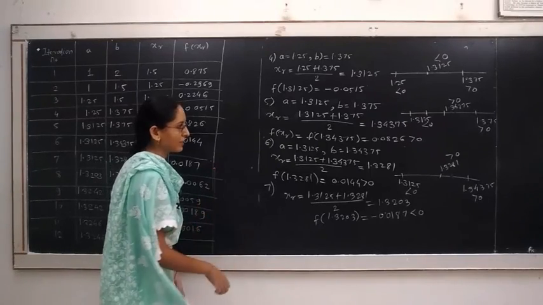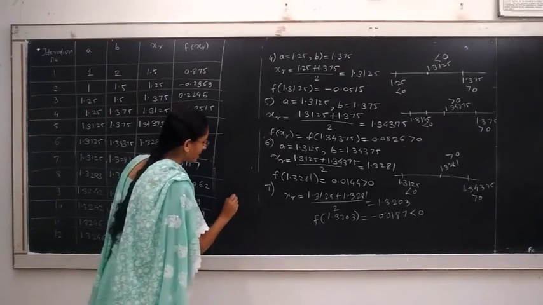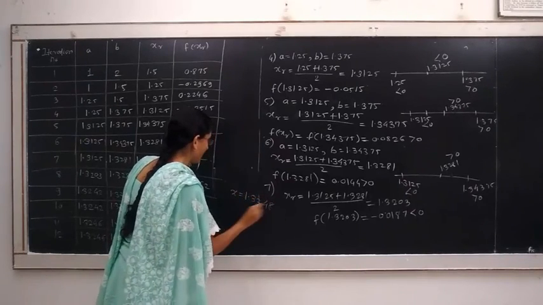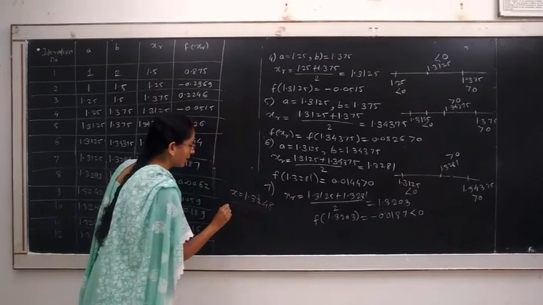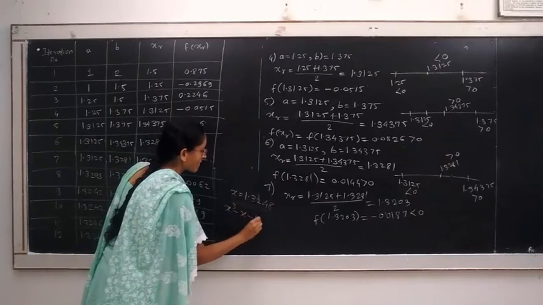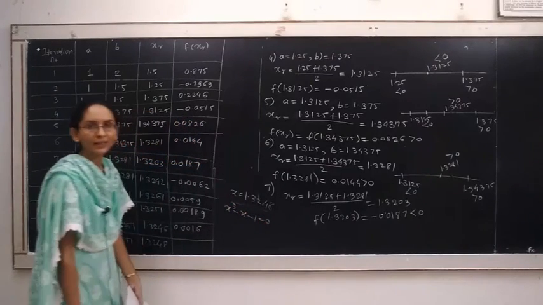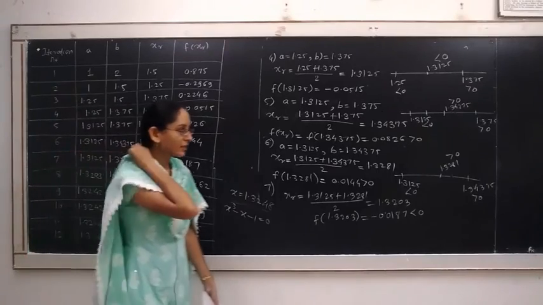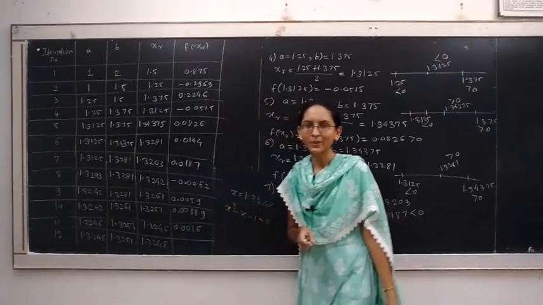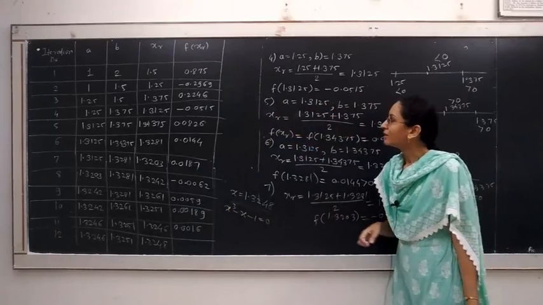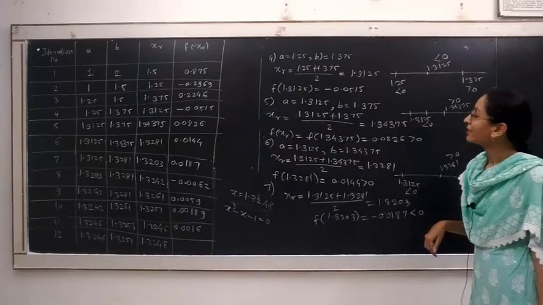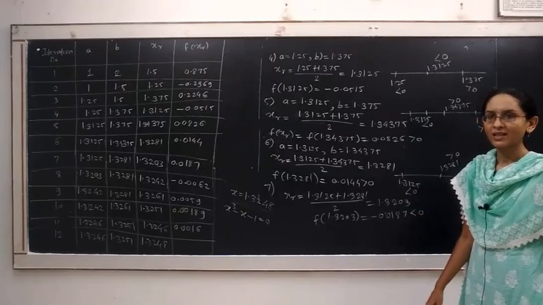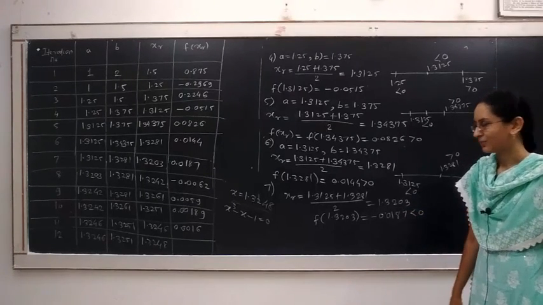The solution of x is equal to 1.3248. This is the root of the equation x cube minus x minus 1 equal to 0, and it is calculated by using the bisection method. We are bisecting the interval AB and we are checking the sign of f of A, f of B and f of XR, where XR is the midpoint of that interval.